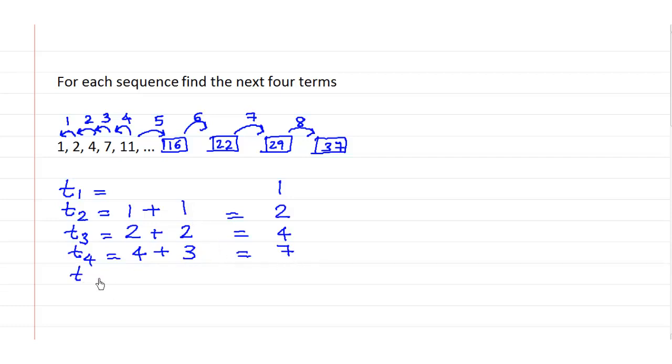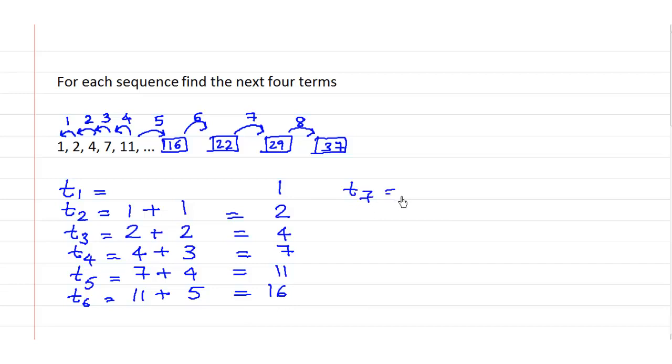Then in order to find the fifth term, we take the 7 and then we add the next natural number 4. So 7 plus 4 is 11. This is how we write in the exam. So T6 should be, we take the previous number 11 and then we add the next natural number 5, which is 16. So this was our first answer in fact.